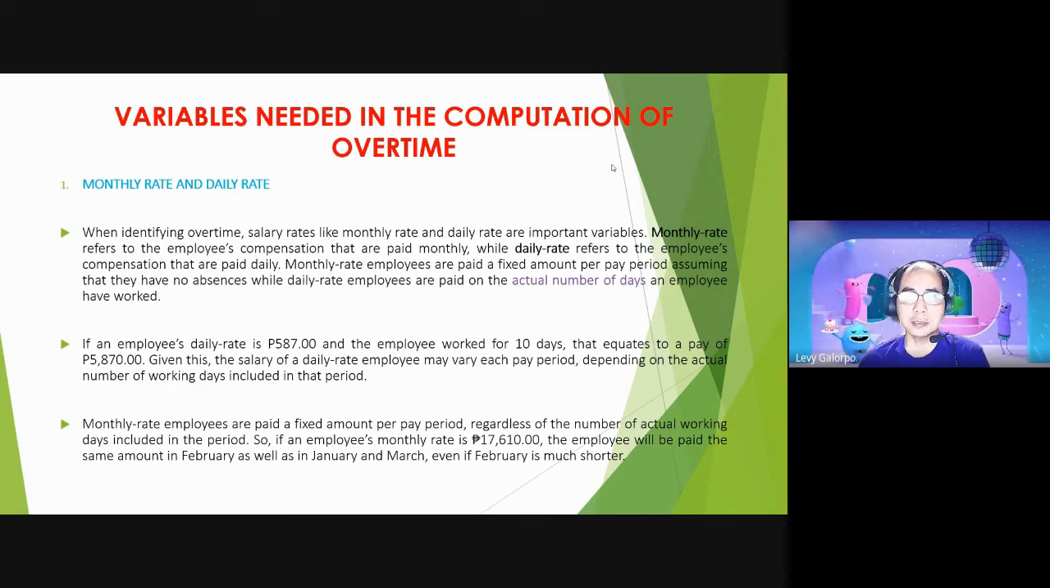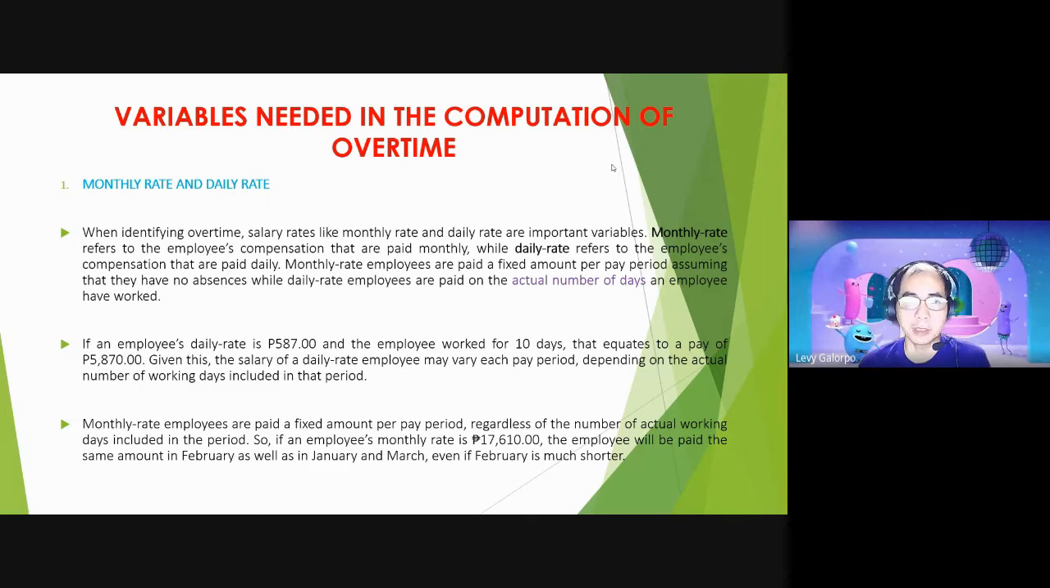So, regardless kung gaano man karami ang araw ng isang buwan, 15,000 pa rin ang babayad sa'yo. Kagaya ng February, 28 days lang yan or 29 days, tapos yung ibang buwan 30, 31 days. Pag monthly rate ka, 15,000 ka lang.